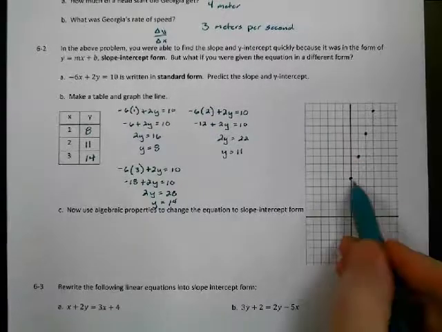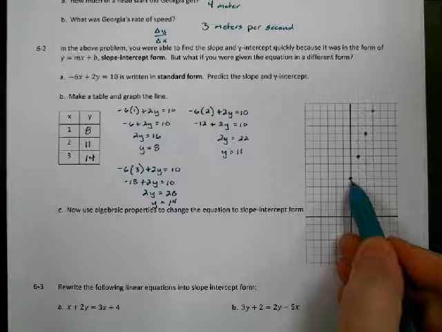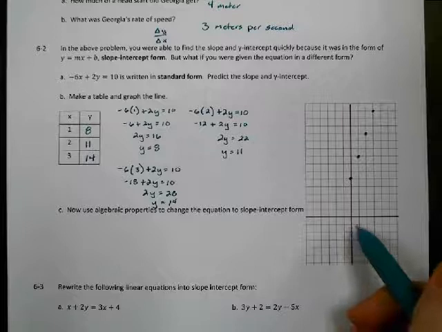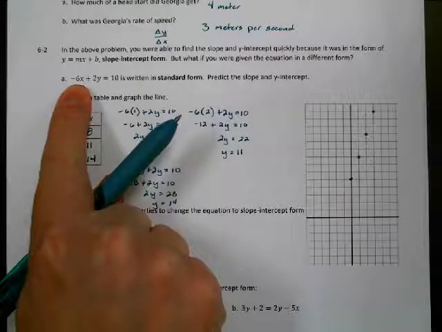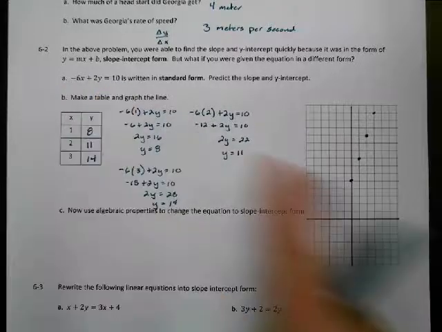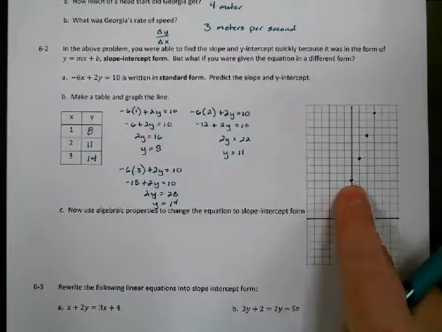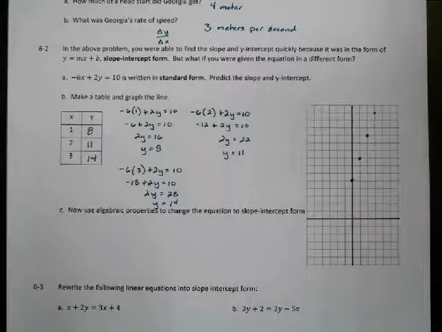So what's our y-intercept? Our y-intercept is 5. What's our slope? It's going up 3 and over 1, so it's 3. So it's not a slope of -6 and a y-intercept of 10. It's a slope of 3 and a y-intercept of 5 instead.